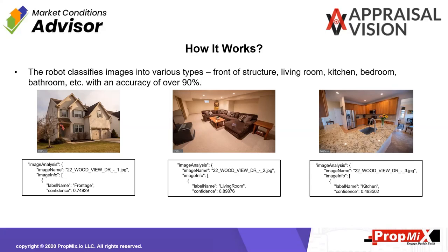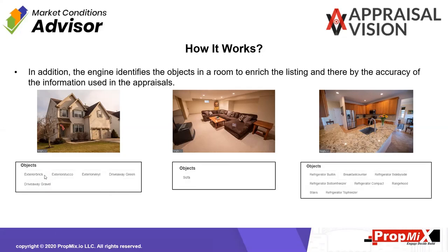So I wanted to give you that understanding that while the image quality is okay, the view is a little bit skewed, but we're still identifying it as it should be. And the way that we go about that is we're looking for objects within the photo to identify those images. So the objects with the front of the home, you'll notice there's a couple of tags here. It sees exterior brick, stucco, vinyl, driveway, and so on. Therefore, front of the home.